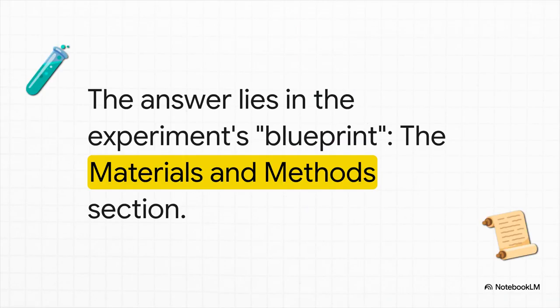It's in what we're calling the experiment's blueprint. And that blueprint is the materials and methods section. This is the part where scientists have to lay all their cards on the table. No secrets. They show you exactly what they did every single step of the way.